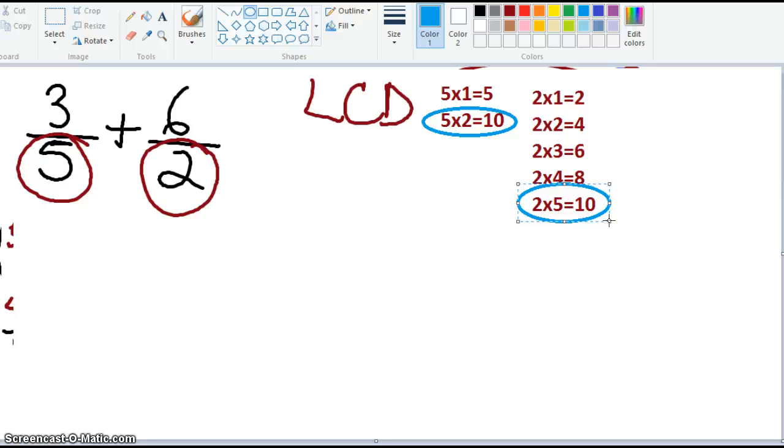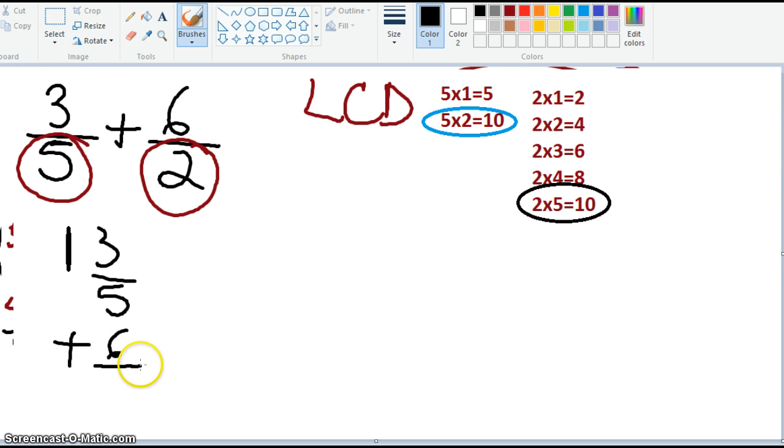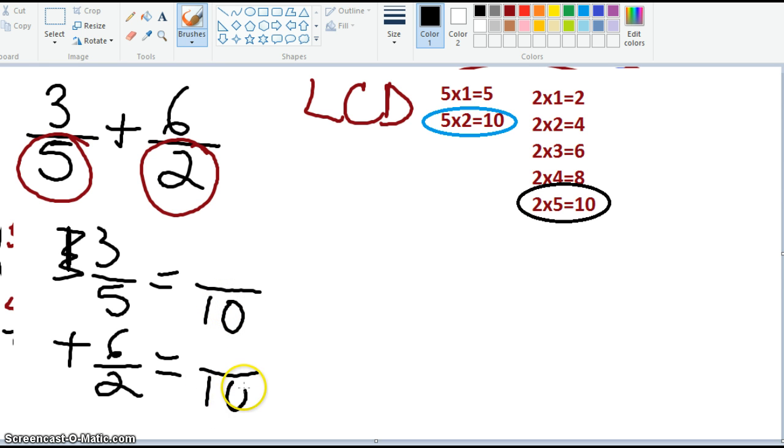So I'm going to now rewrite this problem as follows. I'm going to write it as 3/5 plus 6/2, and I'm going to rewrite this with my new lowest common denominator of 10.